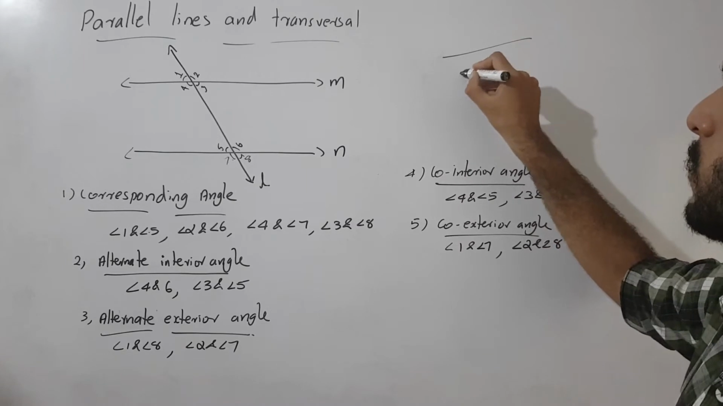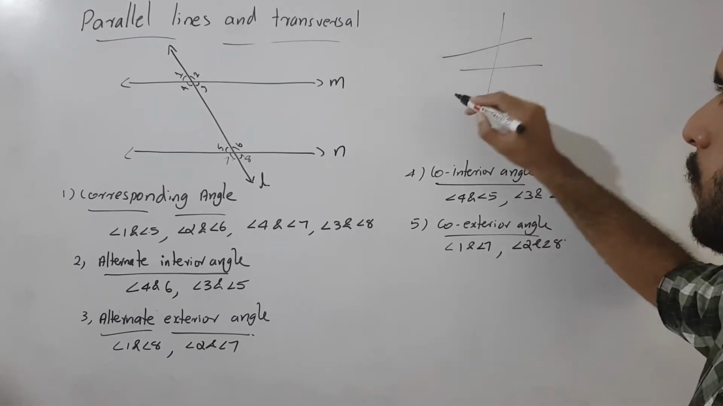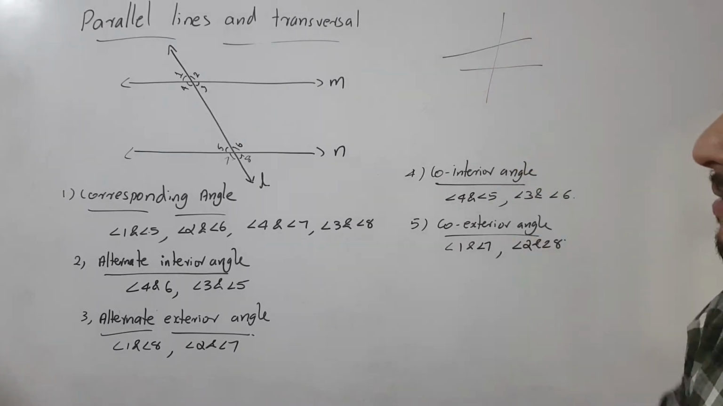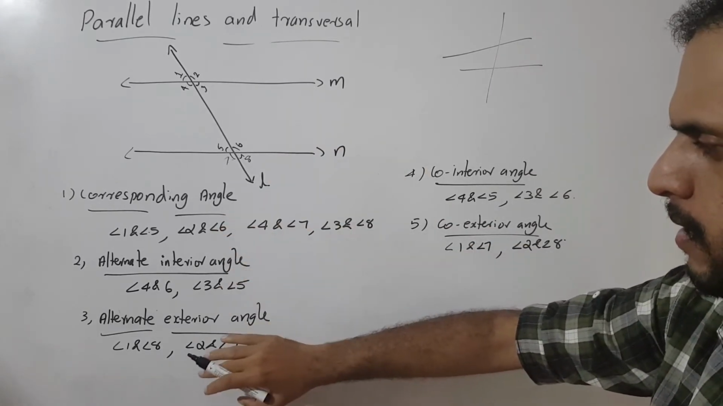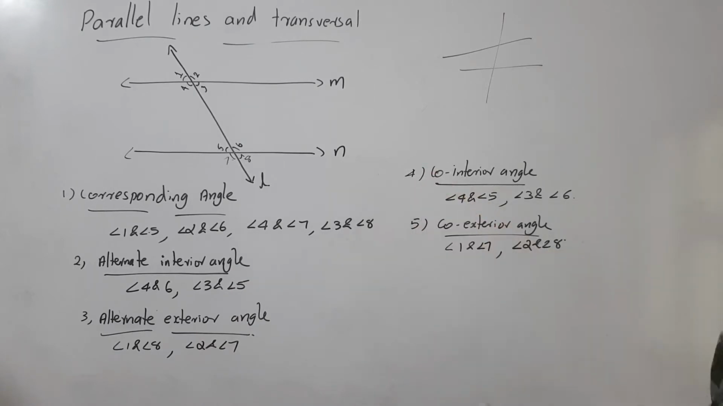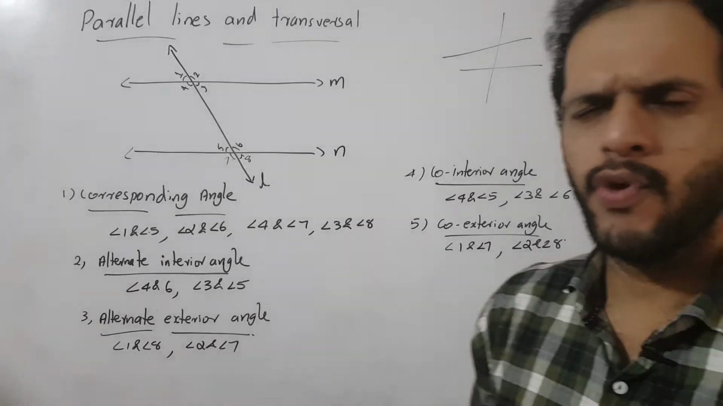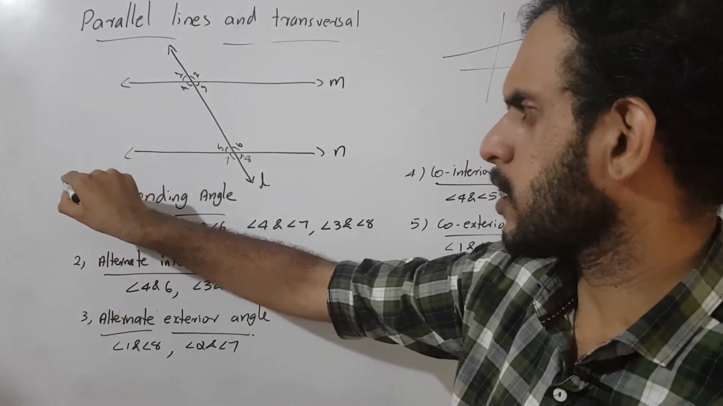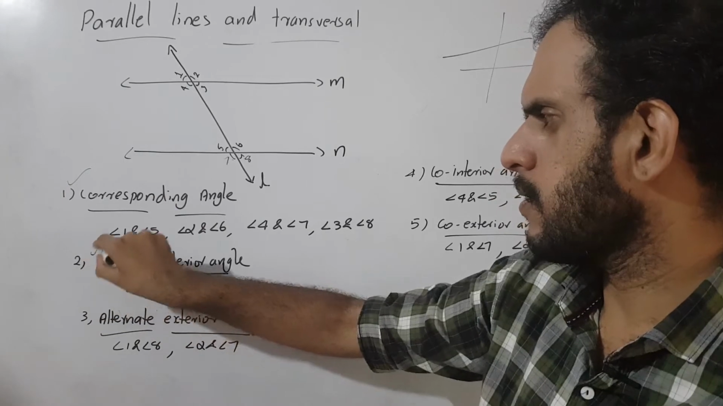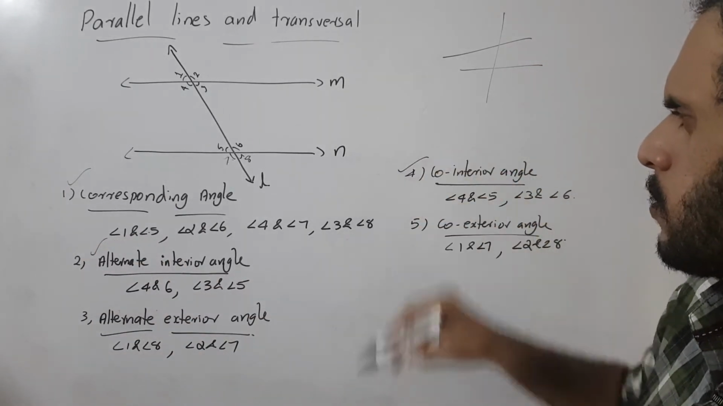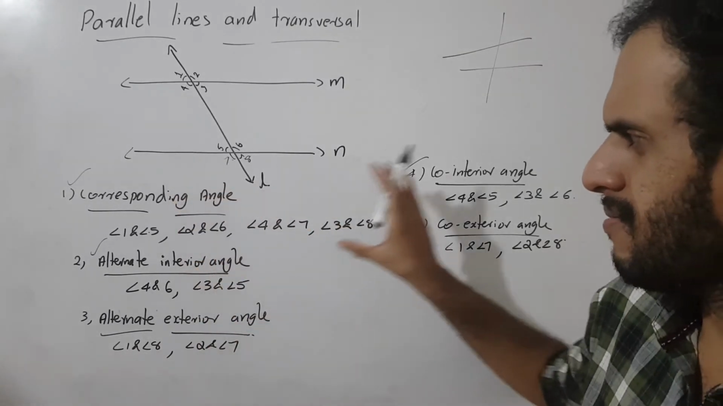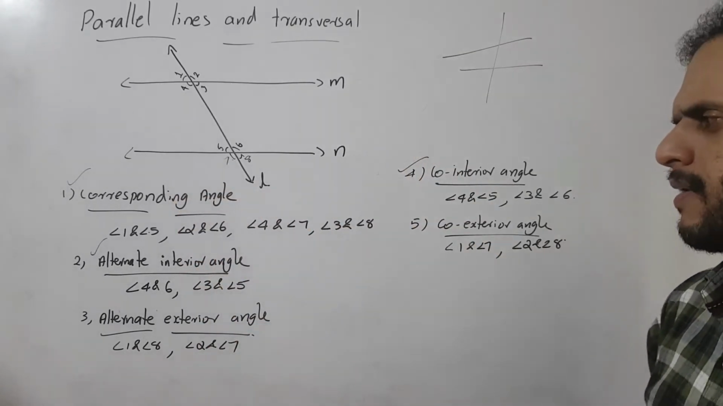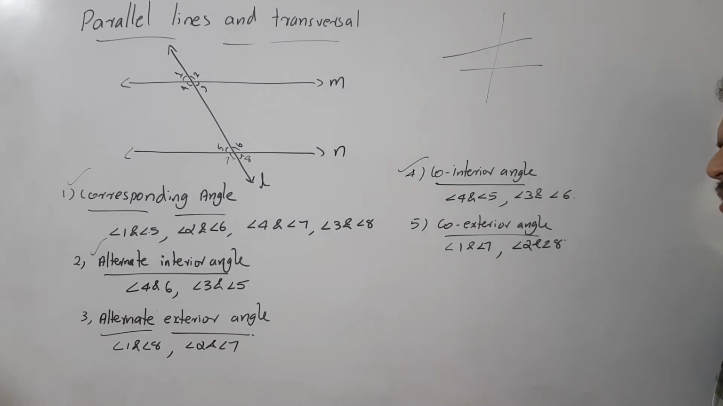If a transversal intersects any two lines, there exist 8 angles. We name them corresponding angles, alternate interior angles, alternate exterior angles, co-interior angles and co-exterior angles. Mainly we use these three: corresponding angles, alternate interior angles and co-interior angles.